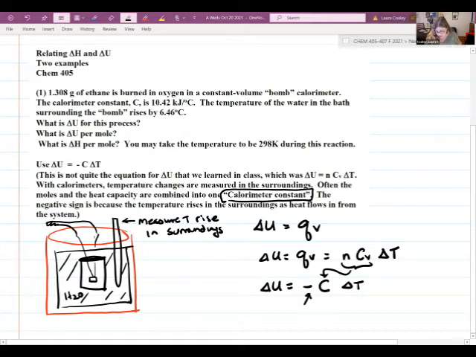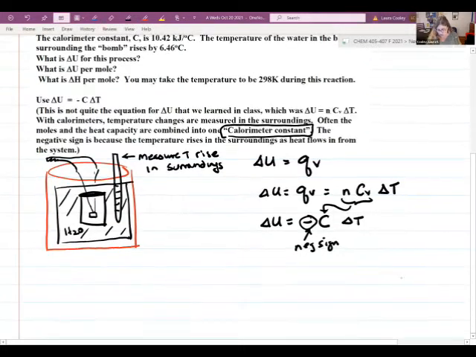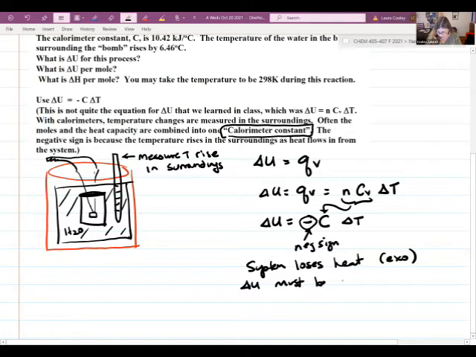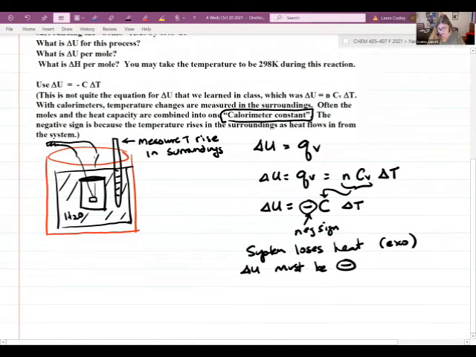And another thing is there's this negative sign. And that's because clearly you can't measure the temperature of the system. The system would be losing heat, so its temperature would be going down, but the individual molecules, you can't put a thermometer there. You can only measure the temperature rise out here in the surroundings. And so you have to change the sign because if the system is losing heat, it's exothermic, then delta U must be negative. And if we didn't have the negative sign here, the temperature goes up in the surroundings, we'd have a positive delta U, which just doesn't make any sense. So that's why we have to put the negative sign there.